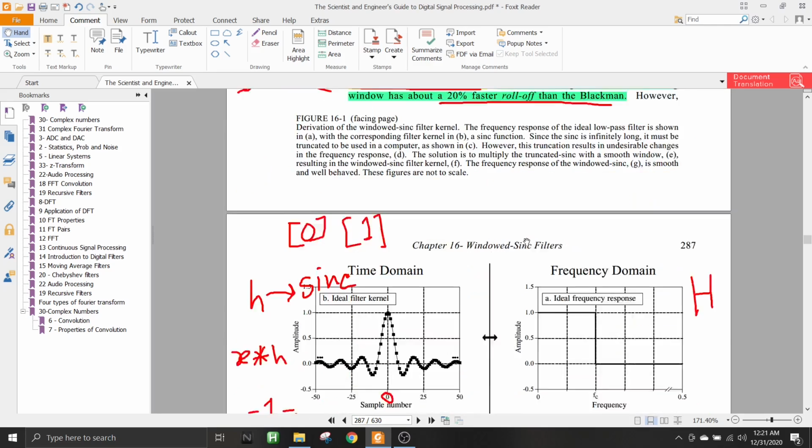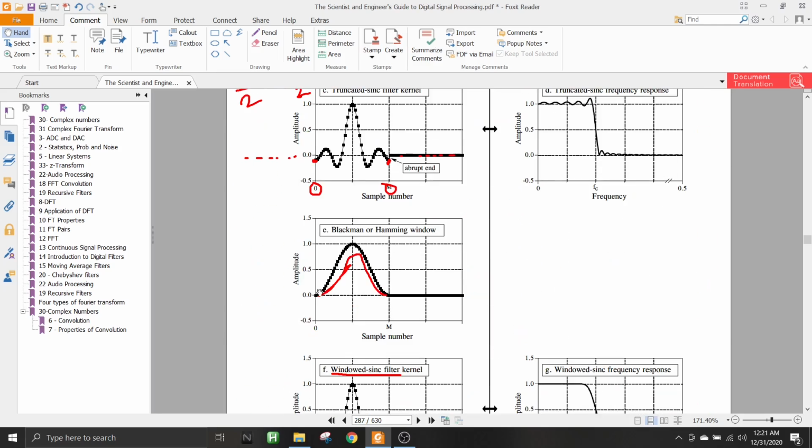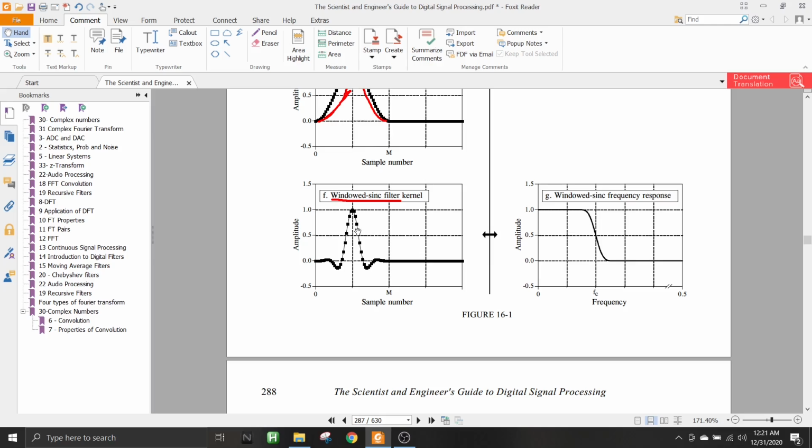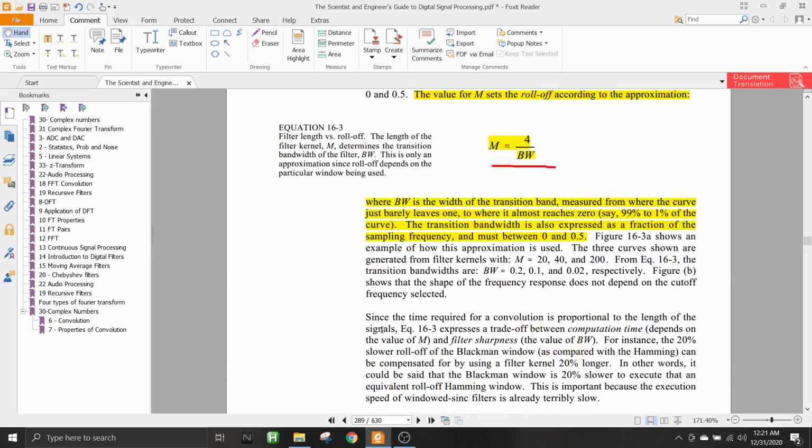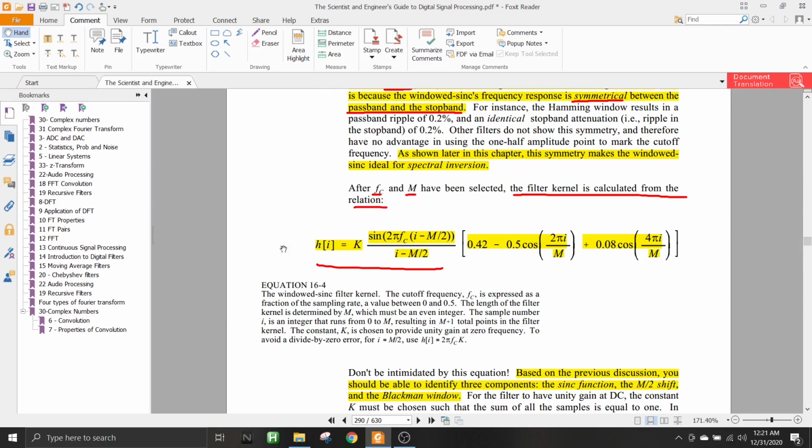All these steps that we just did, truncating, then multiplying with the Blackman window, and then picking a particular filter length, can be summarized into this one equation. So this one equation summarizes all of these steps. Even though it looks largely complicated, it is actually not. Just seeing this equation, you can get a lot of things from here.